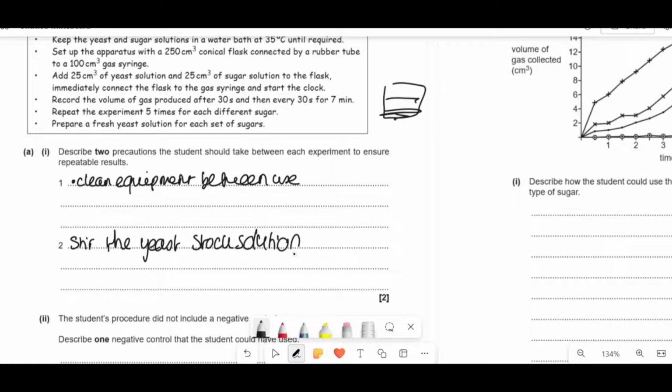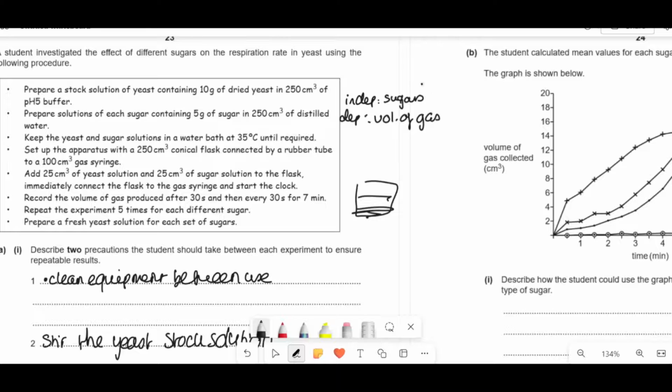As well as that, they're saying immediately connect the gas tube and start the clock. What if they haven't connected it properly and it's not airtight? There might be leaks in the syringe. So again, it's just looking at every single critique possible for these 2 things that can get messed up.